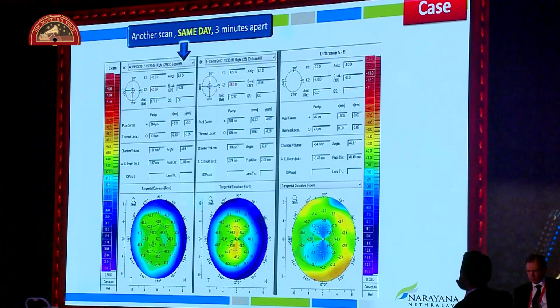The example for that is one more gentleman here. Now this person had come for a routine checkup. And look at the scans, which were done 3 minutes apart, same eye, same day. The amount of difference is mind-boggling, right? By chance alone, you would have got a printout of the first scan, and you would have one interpretation. By chance alone, you would have a printout of the second scan, and you may have a different interpretation.